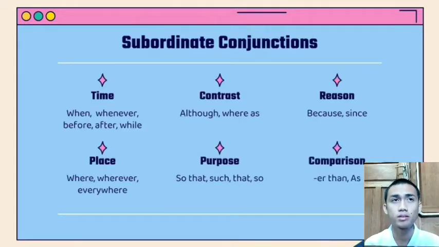Subordinate conjunctions. Time: when, whenever, before, after, and while. Contrast: although, whereas. Reason: because, since. Place: where, wherever, everywhere. Purpose: so that, such that, so. And comparison: other than, else.